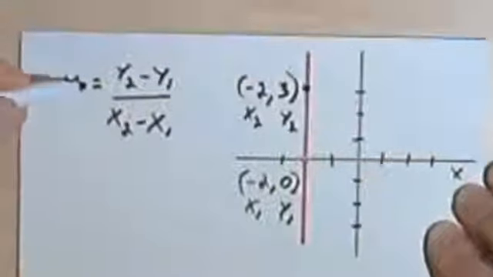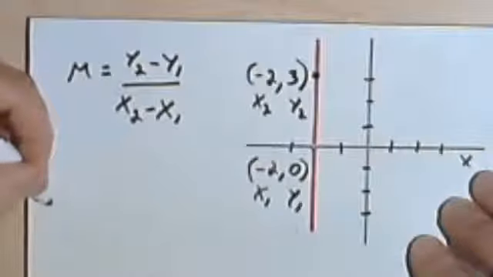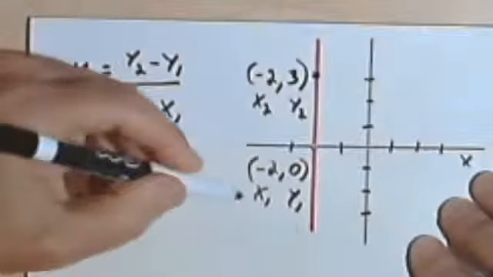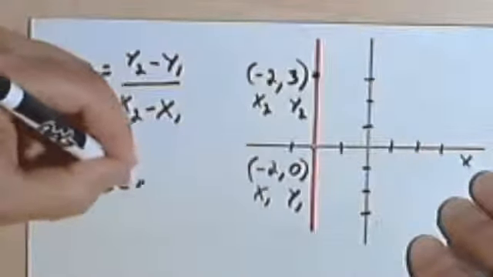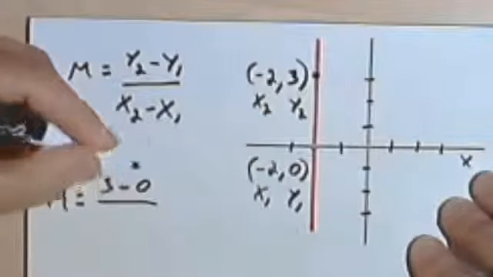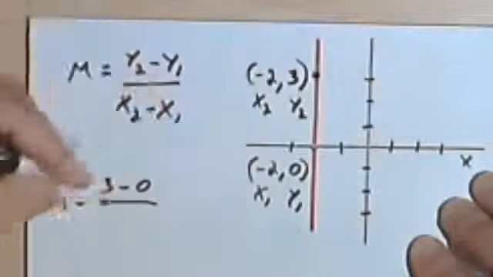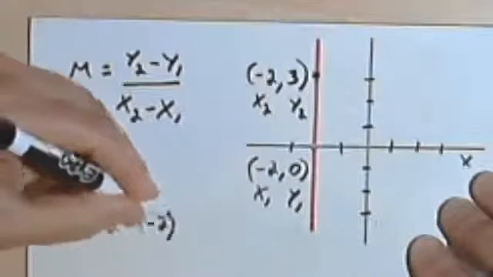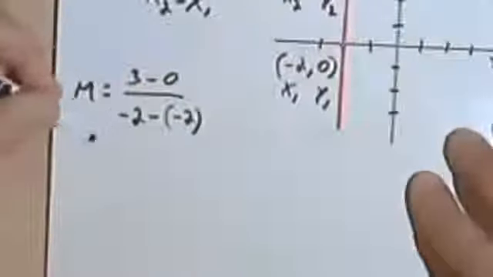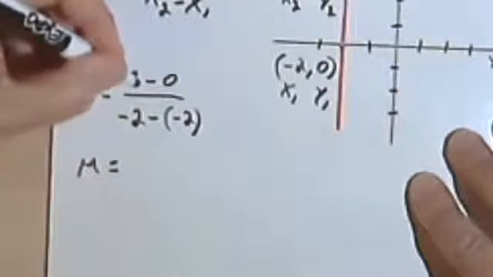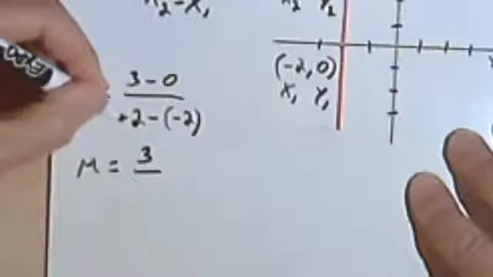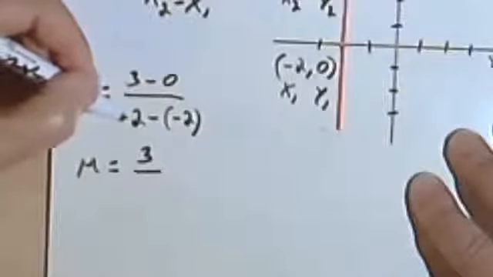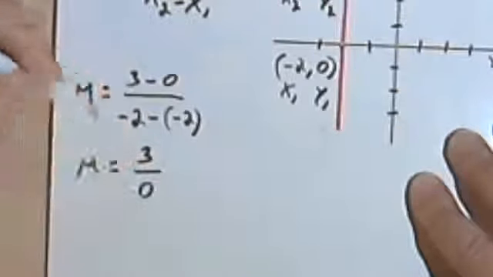So let's plug these numbers into my equation for the slope. So the slope is going to equal y sub 2 is 3, y sub 1 is 0, so 3 minus 0, over -2 minus -2 again. Okay, so if we work this out, we're going to get the slope equals 3 minus 0 is 3 over -2 minus -2. Well, two negatives are a positive. So negative 2 plus 2 will just be 0.